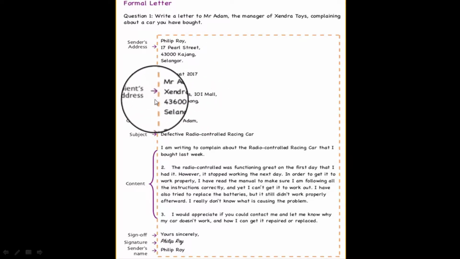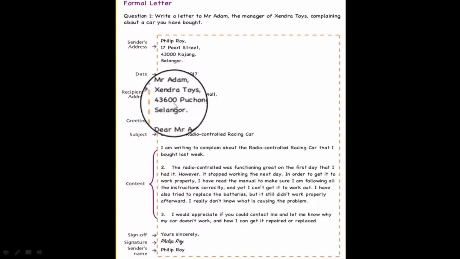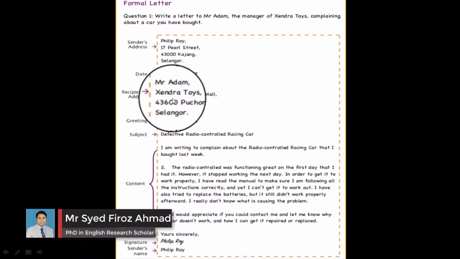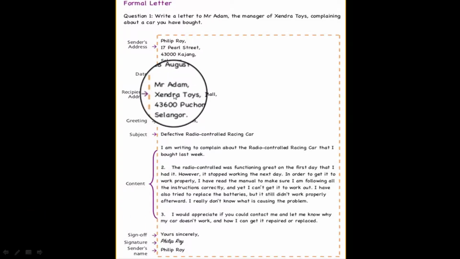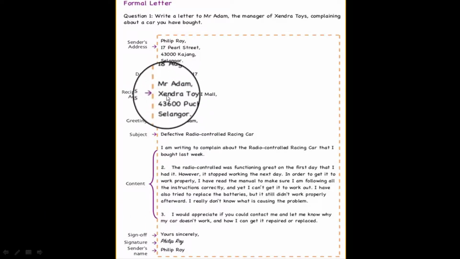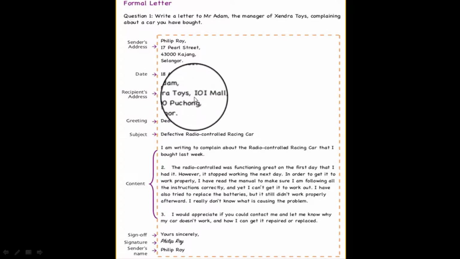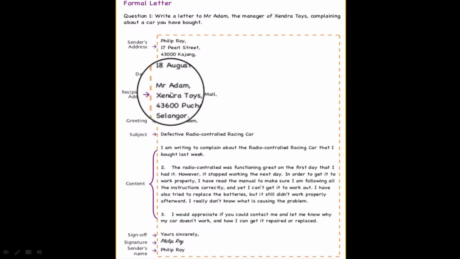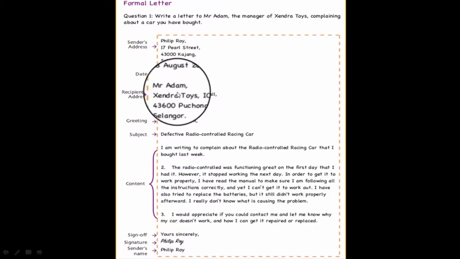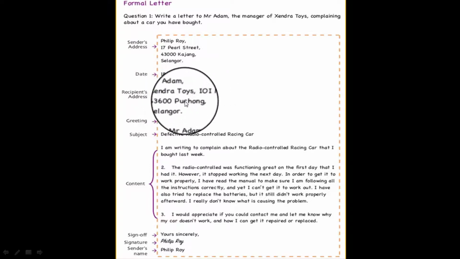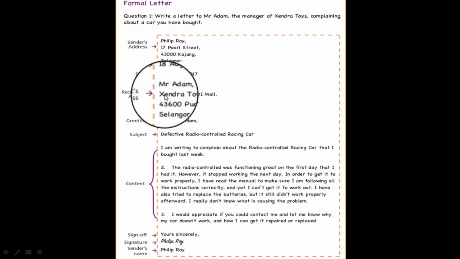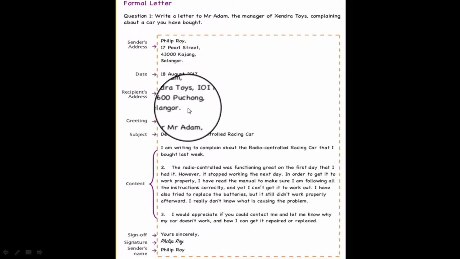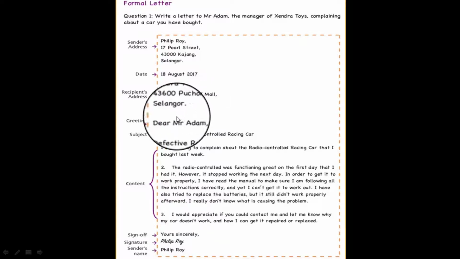Students, after that you have to write the address of the receiver, or the addressee, or you can say the recipient. So Mr. Adam, this is the name, and then Zendra Toys, IOI Mall. Here you may also write the designation, the manager or the CEO, then the name of the company, and then the address. It will be better if you add the name, then the designation, and then the address of the company or the institution where you are writing to.